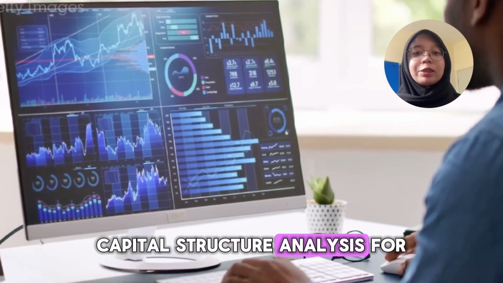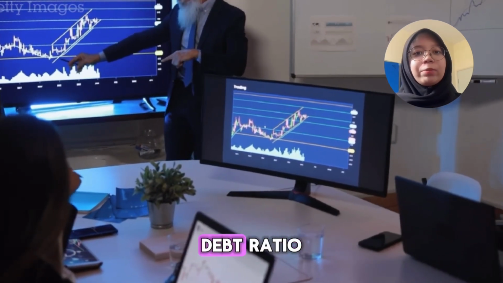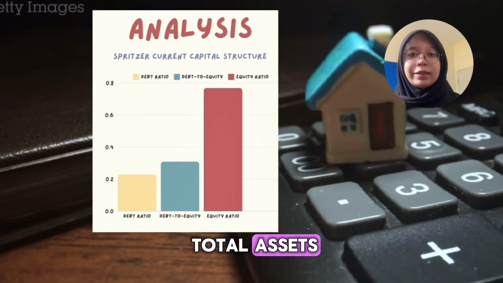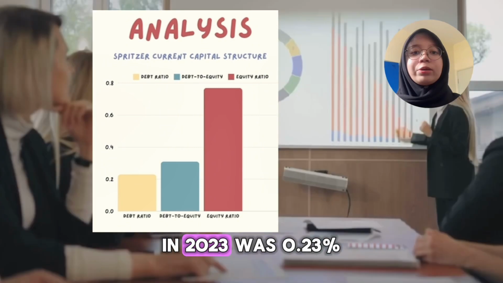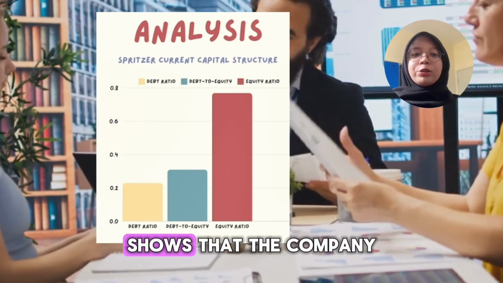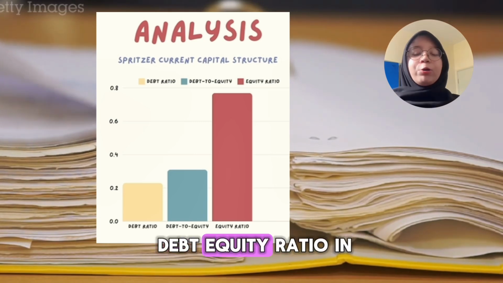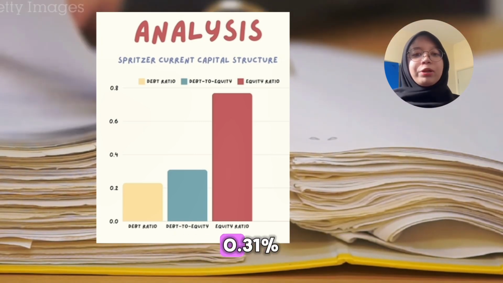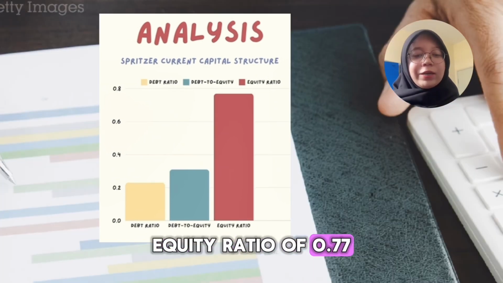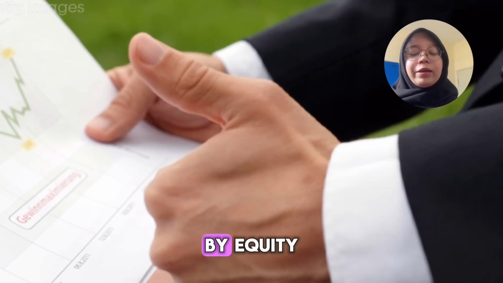Capital structure analysis for 2023 for Spritzer shows that it is extremely low. The debt ratio indicates that the company has very little debt in relation to its total assets, where the debt ratio in 2023 was 0.23%. Meanwhile, a low debt to equity ratio shows that the company is primarily financed through equity rather than debt, where the debt to equity ratio in 2023 was 0.31%. And lastly, a high equity ratio of 0.77 means that 77% of the company's assets are financed by equity.